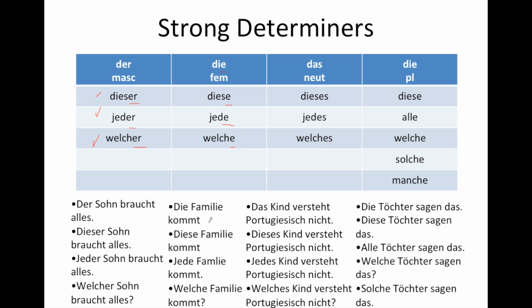Die Familie kommt. The family comes. Diese Familie kommt. This family comes. Jede Familie kommt. Every family comes. Welche Familie kommt? Which family is coming?